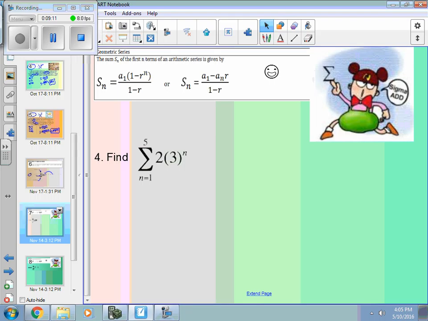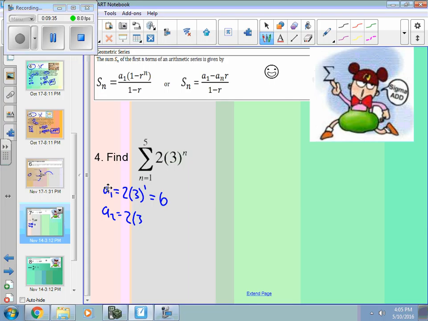So number 4, they want us to figure out what this is going to equal. 2 ways you can do it again. One would just be to find each individual term and add them up. So on number 4, if we started with 1, a sub 1 would be what we get when we plug 1 in for this. Well, 3 to the first power is 3 times 2 would be 6. A sub 2 here would be the same thing, just squared. So 3 squared is 9, 9 times 2 is 18. The third term, now we've got 3 to the third power, which would be 27 times 2 is 54.